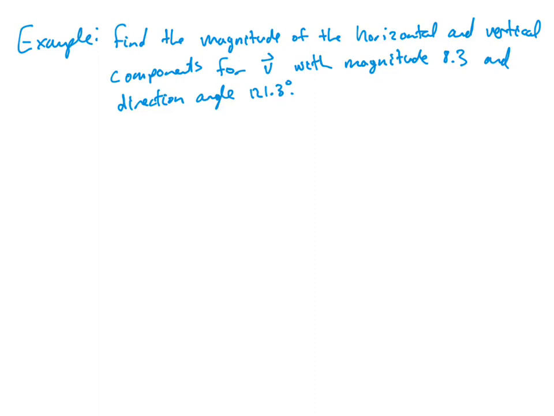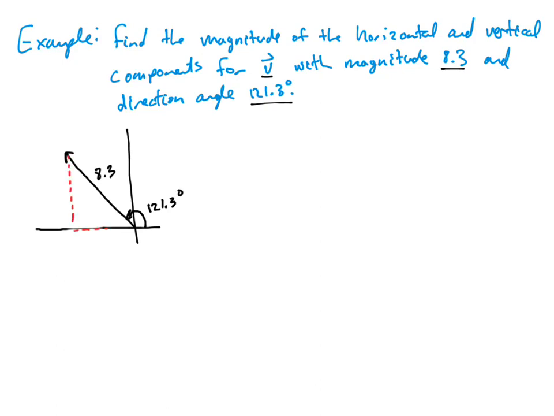Alright, so here's an example. Find the magnitude of the horizontal and vertical components for vector v with a magnitude of 8.3 and a direction angle of 121.3. So if the angle is 121.3 degrees, that means we're going to be in quadrant 2, and magnitude is 8.3. So this angle here is 121.3 degrees. So what we want to do is find this vertical component and then this horizontal component. So all we need to do is set up trig equations.